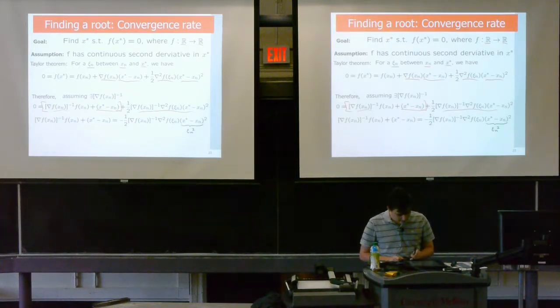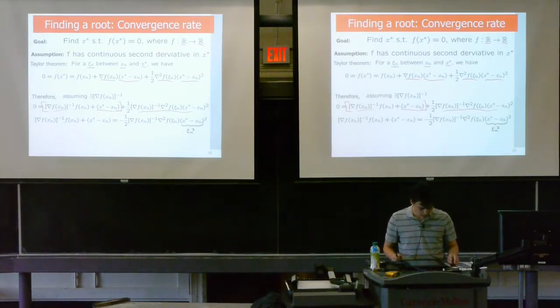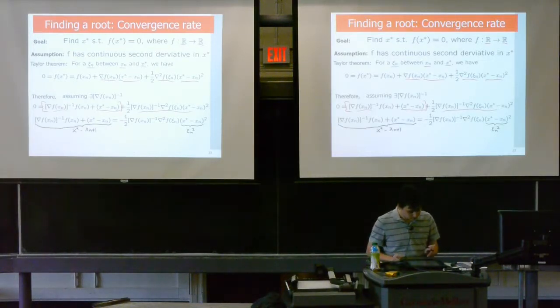And if epsilon n denotes our error, how far we are from the root x star, then this is epsilon squared. And on the left-hand side, what we have, because of the Newton updates, is x star minus xn plus 1, because xn plus 1 is just xn minus the inverse of the gradient multiplied by f of xn.